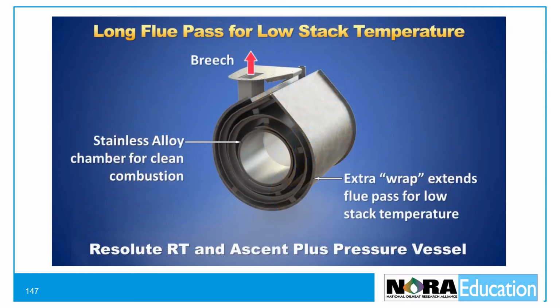Dilution air vent models have an extra wrap around the spiral pressure vessel, extending the flue path by 40%. This reduces the stack temperature to a point that seamlessly integrates with the dilution air fan to deliver vent temperatures that are very compatible with polypropylene venting.